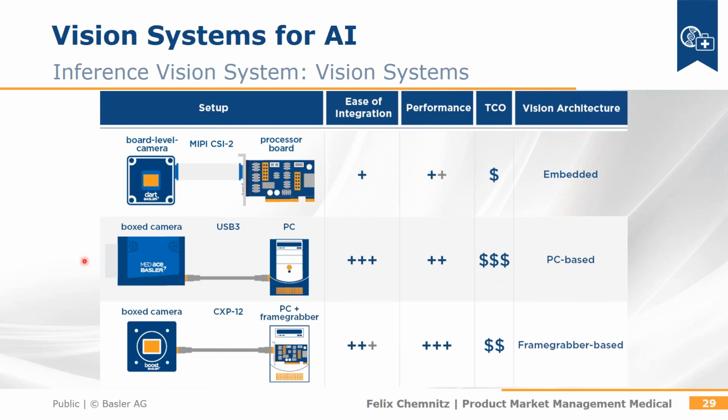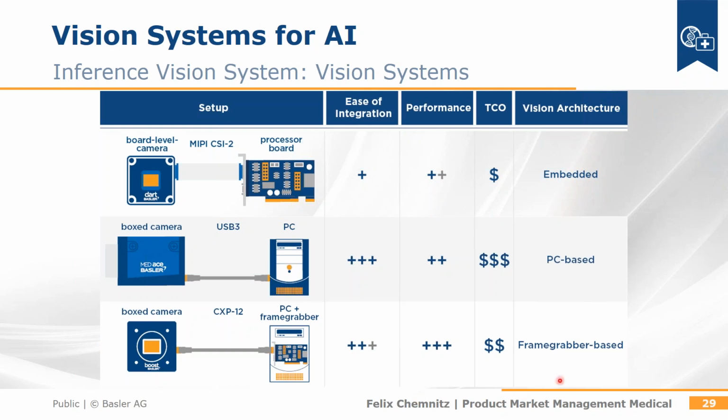The second system I was talking about was the PC-based system, which is quite easy to use. You can take a camera, connect it via USB 3. It will be shown directly in the Pylon SDK, and it's really easy to set up. You can take components directly off the shelf. You don't have to do your own board design. You just buy a GPU or maybe a couple more GPUs for this system, but this will lead to the highest total cost of ownership, to get a performance in the mid-range of these three systems.